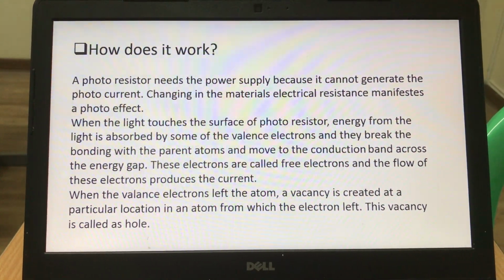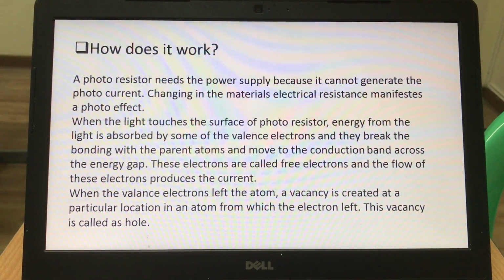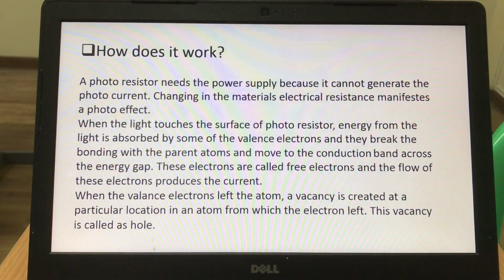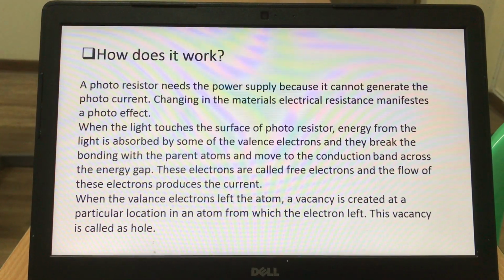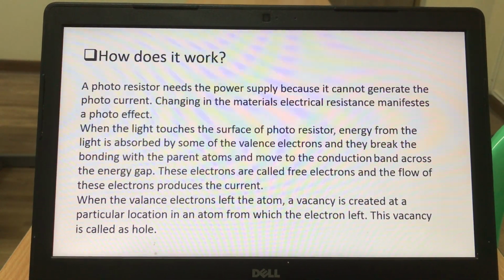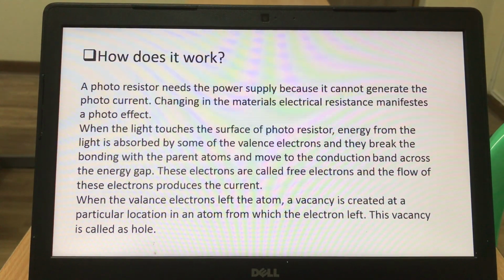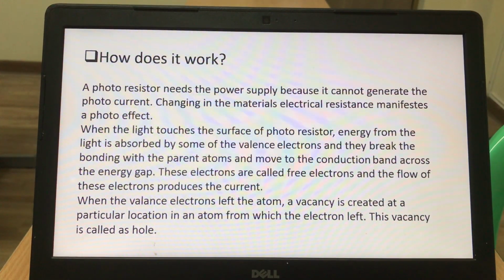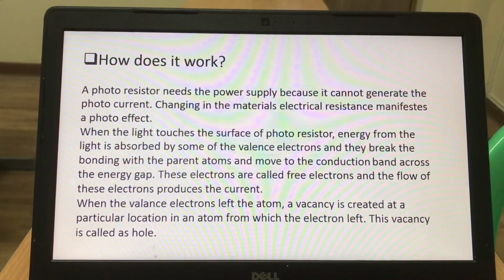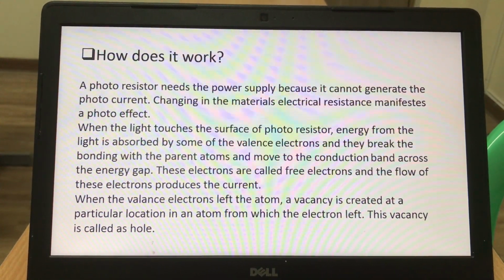How does it work? A photoresistor needs a power supply because it cannot generate the photocurrent. Changing the material's electrical resistance magnifies the photo effect. When light touches the surface of the photoresistor, energy from the light is absorbed by some of the valence electrons, and they break the bonding with the atoms and move to the conduction band across the energy gap. These electrons are called free electrons, and the flow of these electrons produces the current.